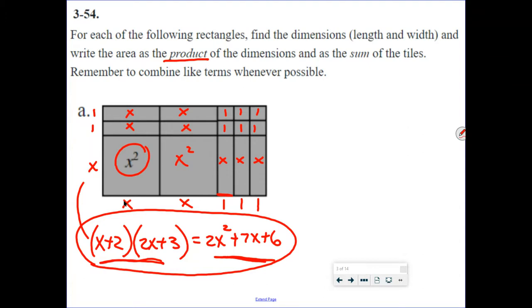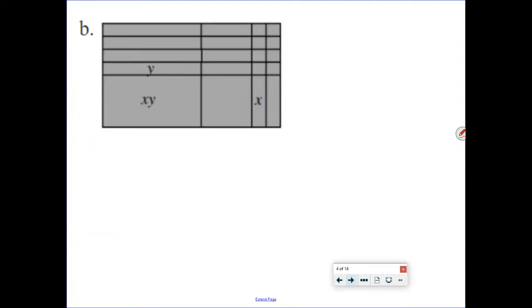Okay? All right, so now can you please go ahead and do it with B? So pause the video, sketch it, actually find the area as a product and as a sum, and then unpause it, and we will compare your answers.